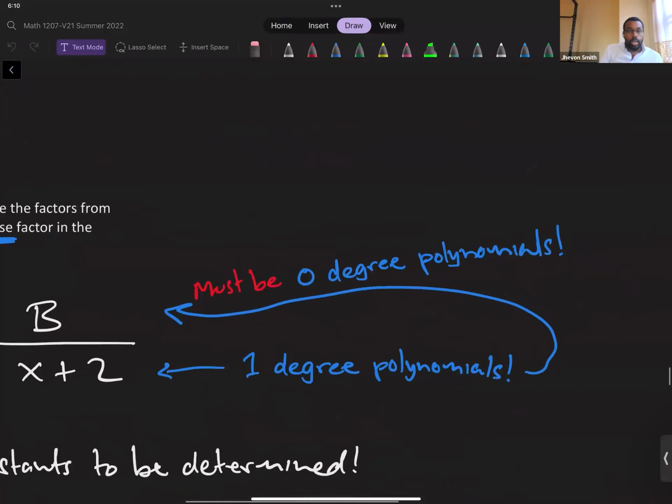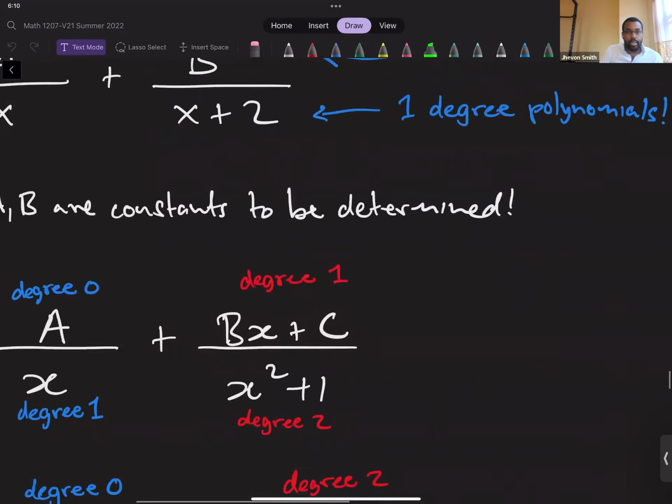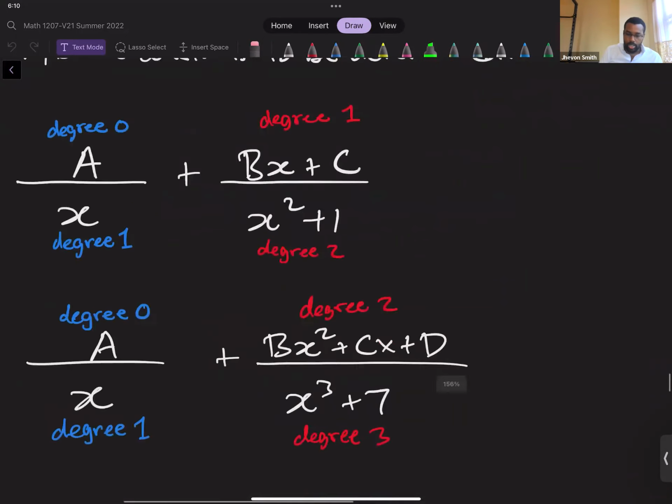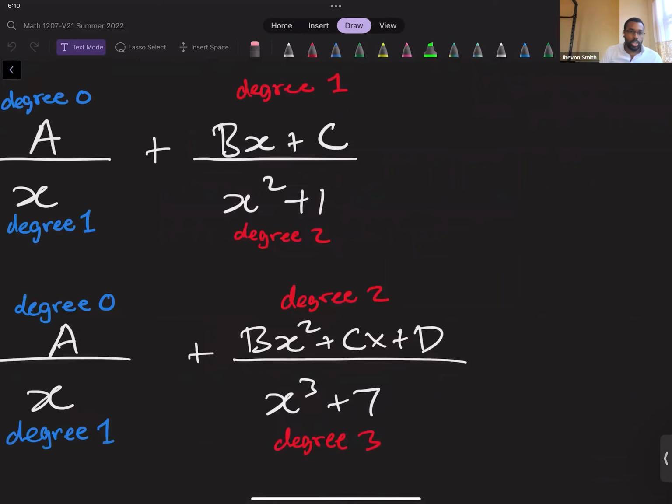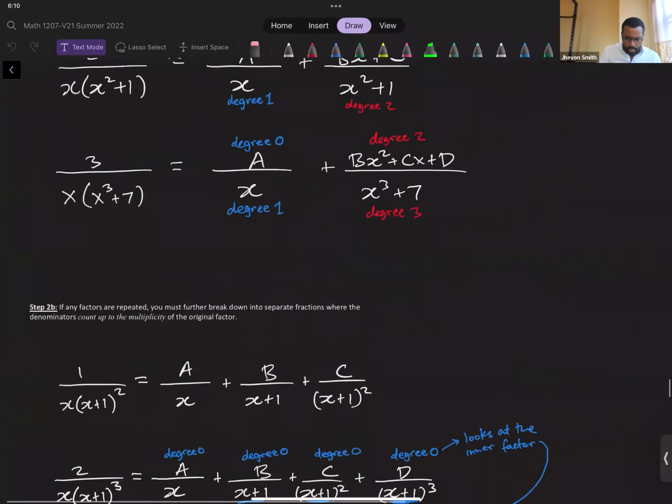In order to get that done, whatever we have in the numerators must be 1 degree less than the denominator. If your denominator is a quadratic that cannot be factored any further, your numerator needs to be linear. If your denominator is a cubic, your numerator needs to be a quadratic. If your denominator is a linear function, your numerator needs to be a constant, etc. You always go 1 degree less.